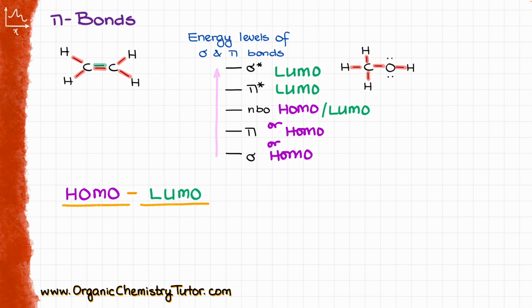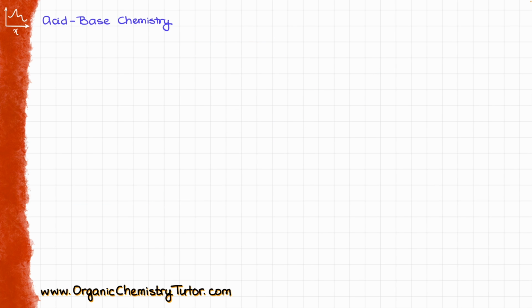So whenever we draw any mechanism in chemistry, we are, in fact, showing the HOMO-LUMO interactions rather than just where the electrons go. So let's go through a few examples to illustrate that. Let's start with a simple acid-base reaction. I have a water molecule reacting with a carbanion.